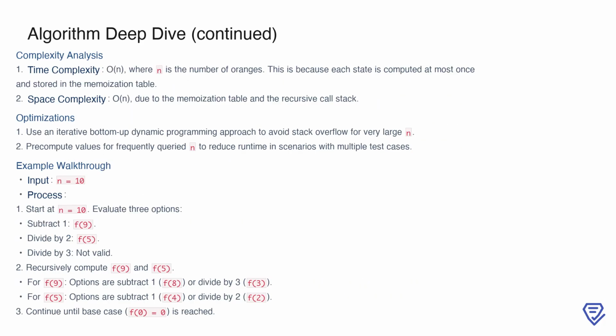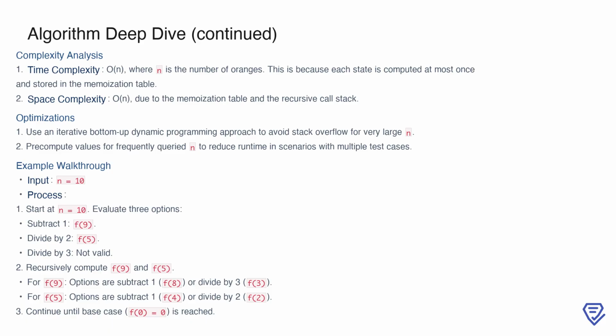Now, let's analyze the complexity of this approach. The time complexity is O(n), where n is the number of oranges. This is because each state is computed at most once and stored in the memoization table. The space complexity is also O(n), as we need to store the memoization table and account for the recursive call stack.